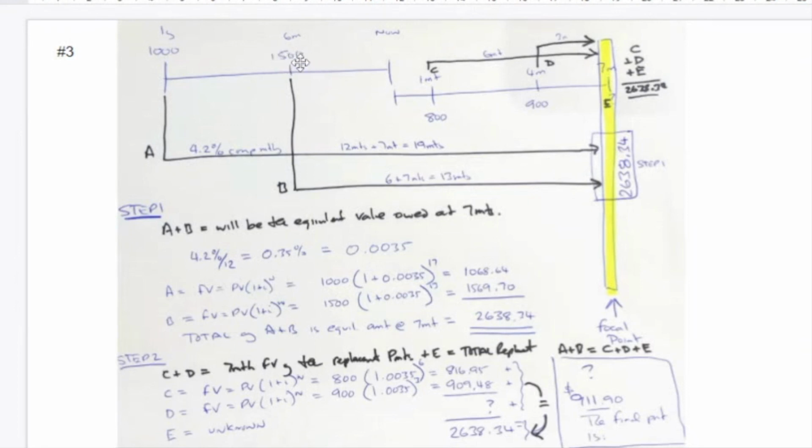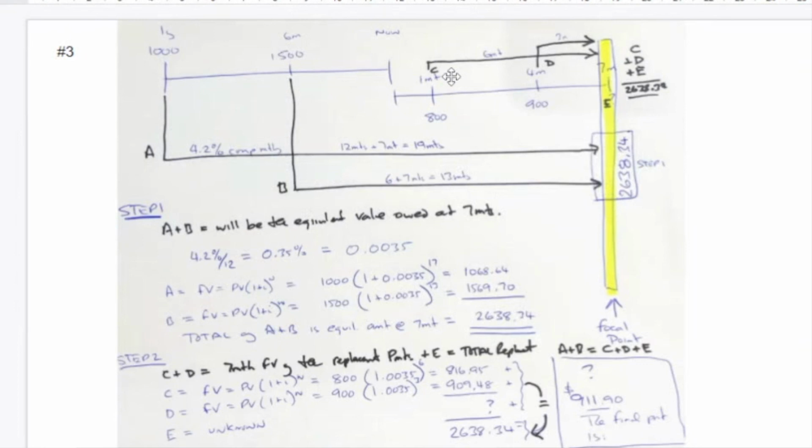We bring that ahead. This one here, the $1,500, we need to bring that ahead to the 7-month mark. So that's 6 and 7, which is 13 months. 6 months plus the 7 months is 13 months. It's $1,500. The interest rate is the same, 0.0035. We do the math on that, and that comes to $1,569.70. So that's A and B. And so let's figure out what the total value is of these things when we bring them forward. Well, the total value is $2,638.34. In other words, she needs to pay $2,638.34 in order to make that bill whole.